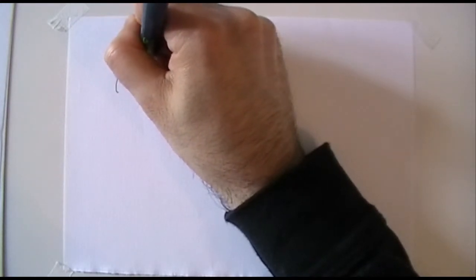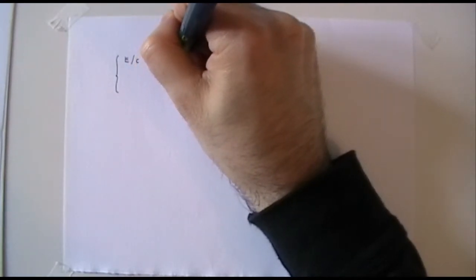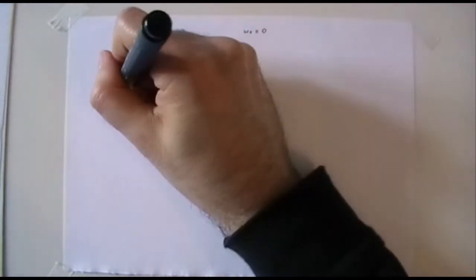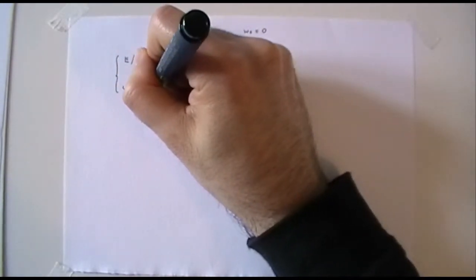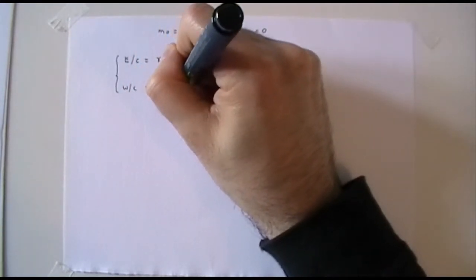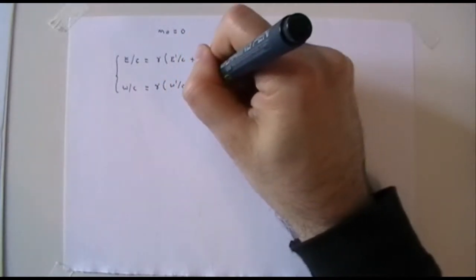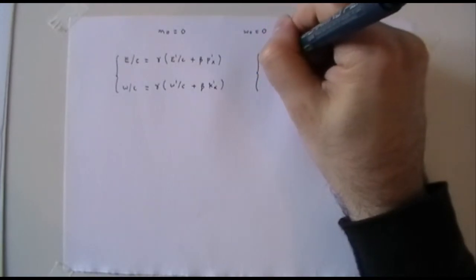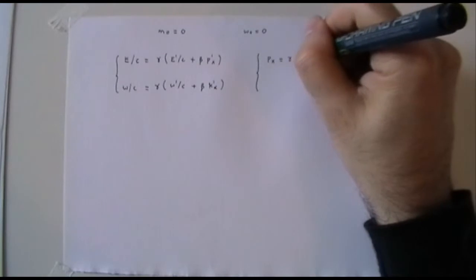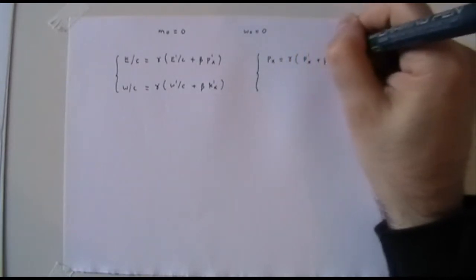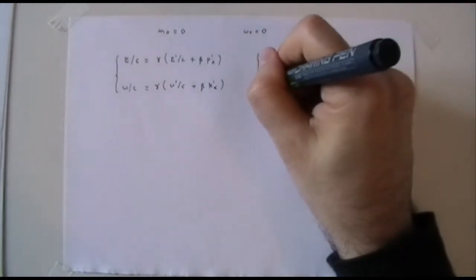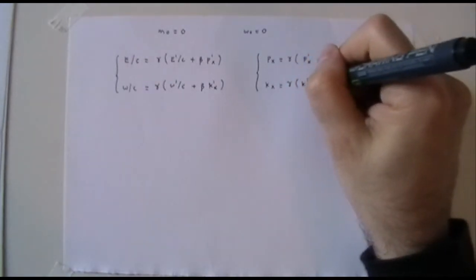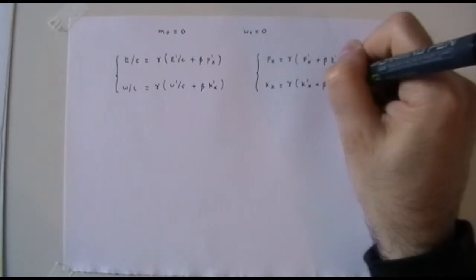E over c equals gamma times E primed over c plus beta p primed x, and omega over c equals gamma times omega primed over c plus beta k primed x, and px equals gamma times p primed x plus beta E primed over c, and kx equals gamma times k primed x plus beta omega primed over c.